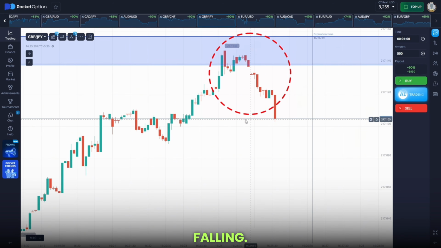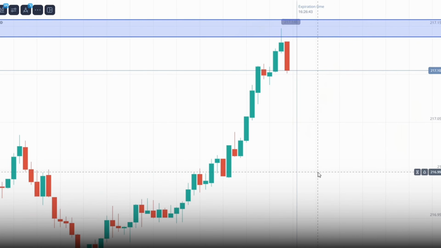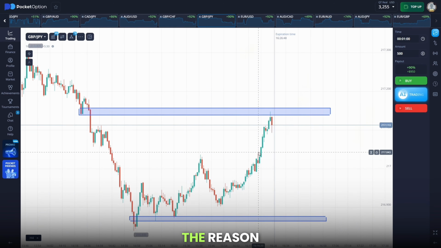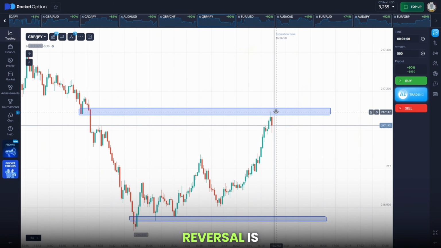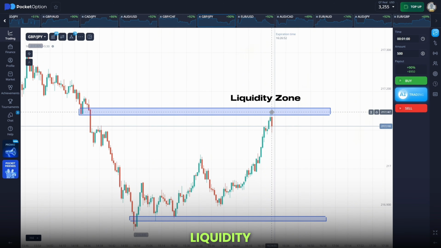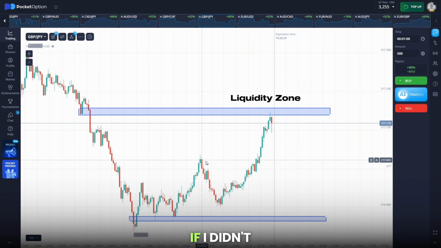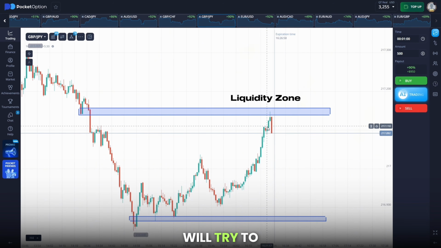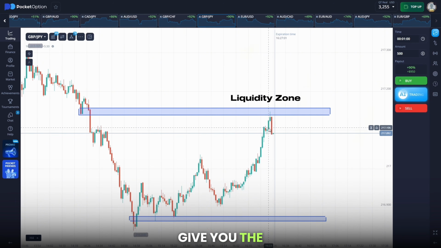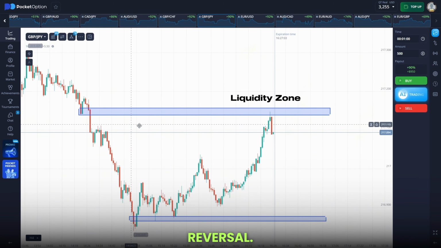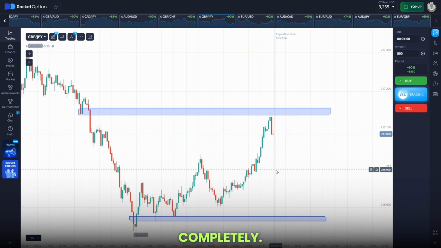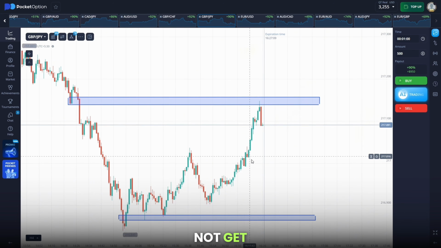Okay, price started falling. Okay, it is falling very strongly. The reason why I was expecting reversal is very simple. This is a liquidity zone. I'll explain. If I don't find any opportunity, then I will leave this trade and will try to give you the reason why I was expecting reversal. The reversal did take place here. The price reverses completely, but I did not get confirmation.